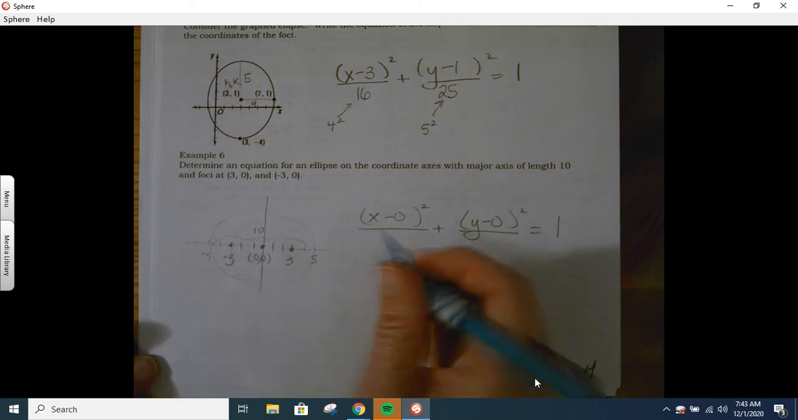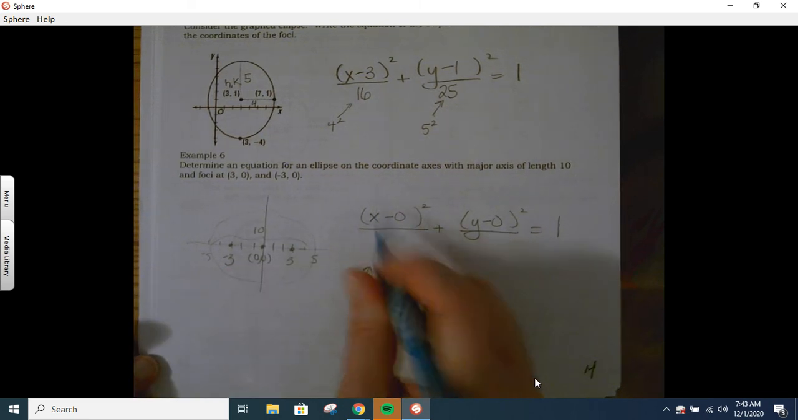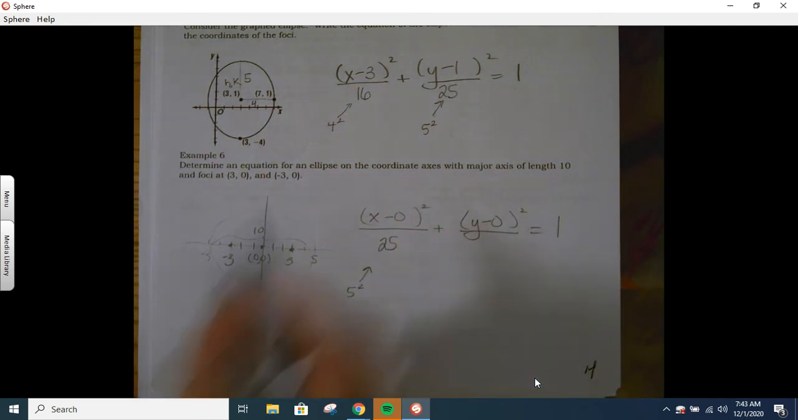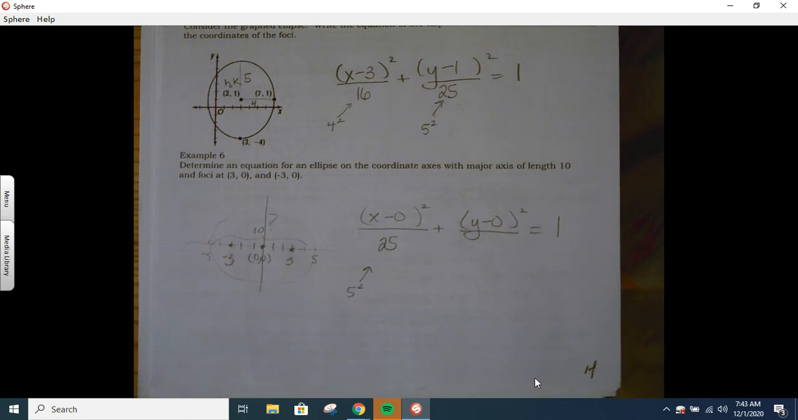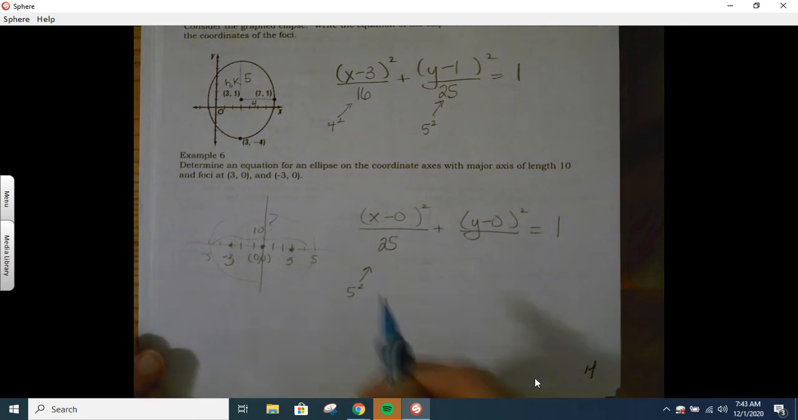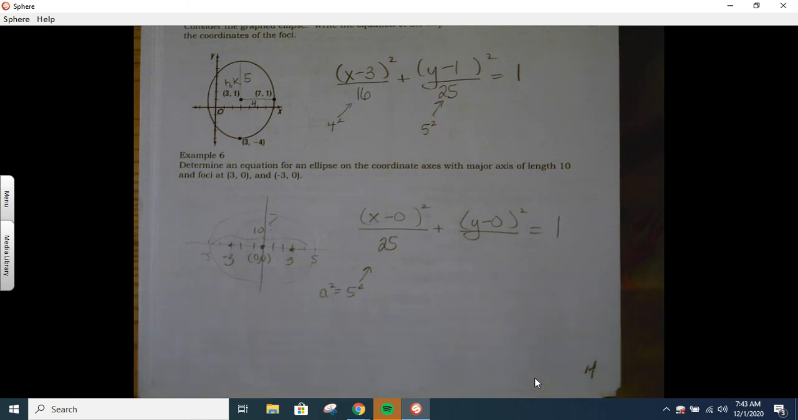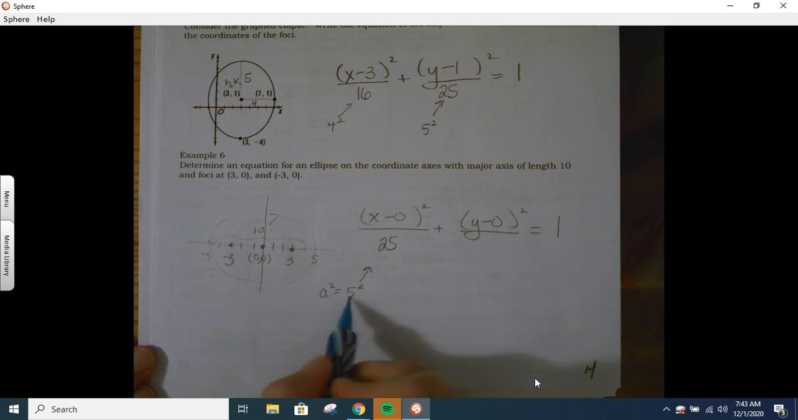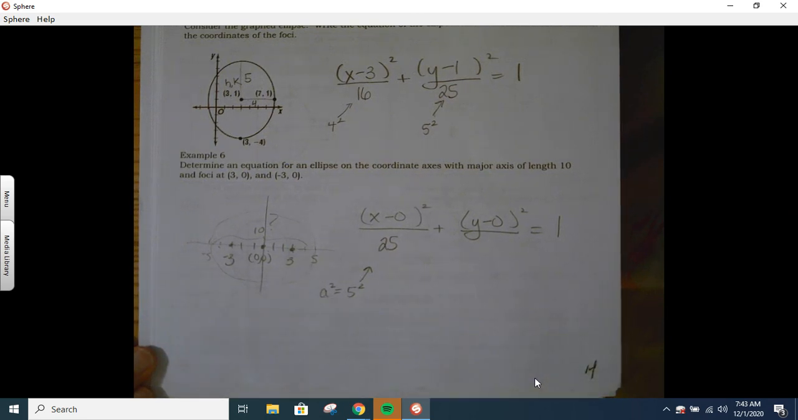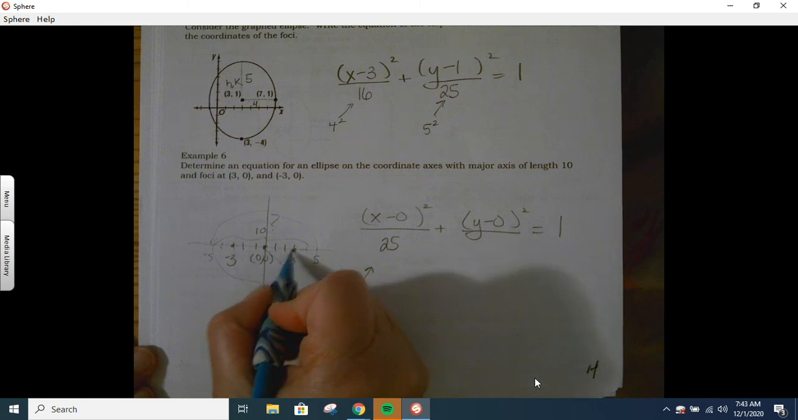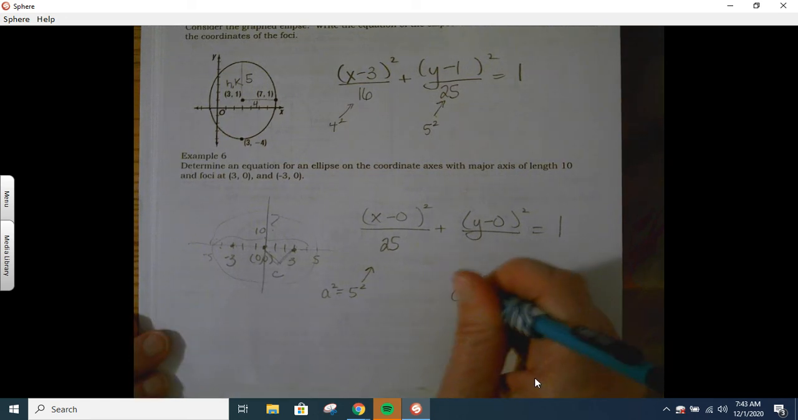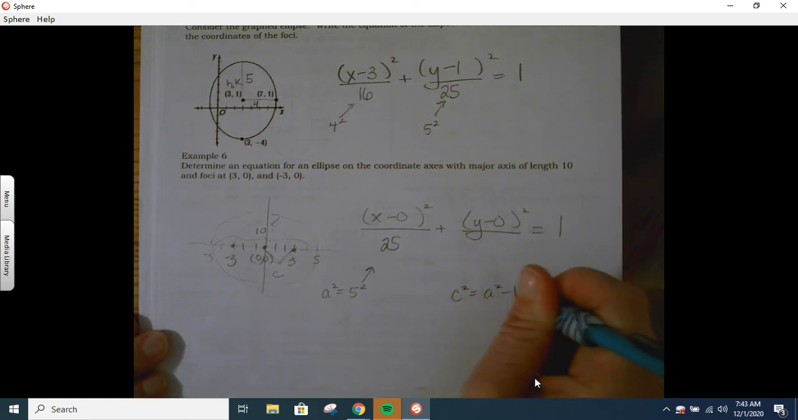Because I went 5 to the left and right, under the x, because x goes left and right, I'm going to put 5 squared, which is 25. What I don't know is how much I went up and down. Remember, the amount you went left and right is the a value. So I know a squared is 25. Remember, c is the value we use to plot the focus. So I know a and c, but I don't know b. So I'm going to use the focus formula a little differently.